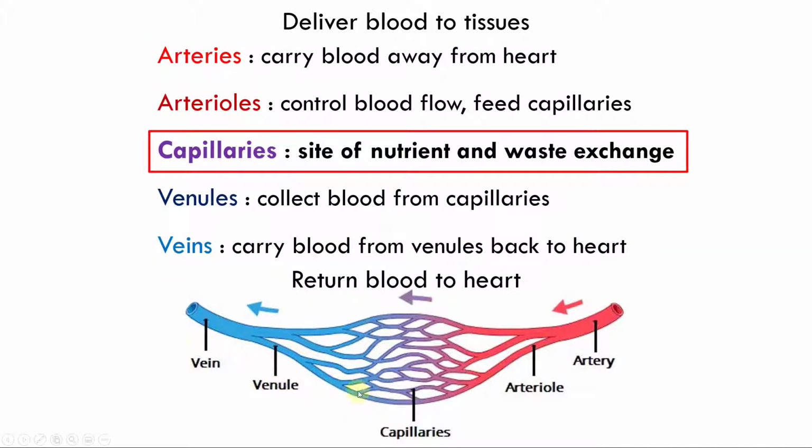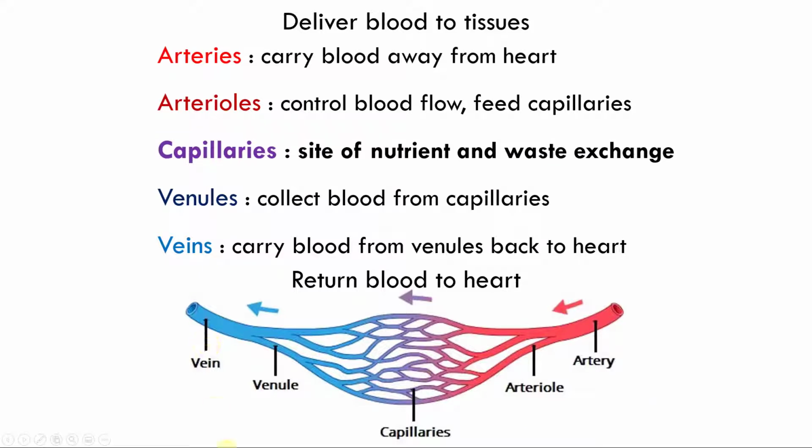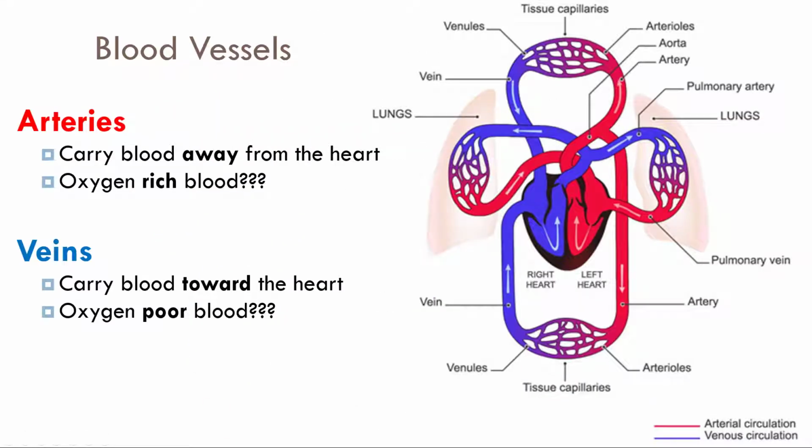You do have these in between the capillaries and veins, these venules, and you have these arterioles that are in between the arteries and the capillaries. So you have your arterioles, the venules, then you have veins and arteries. But your capillaries are the business exchange. Your arteries and veins are the primary sites there.